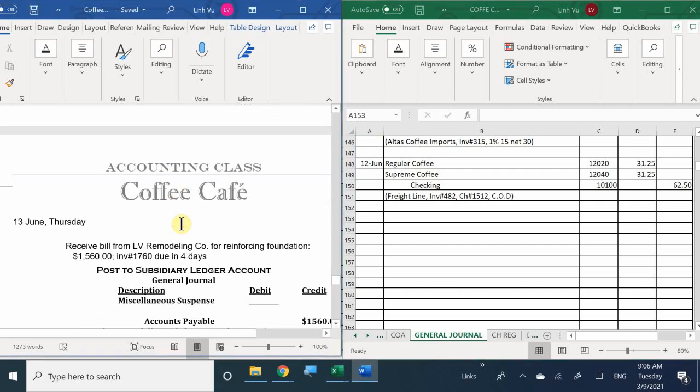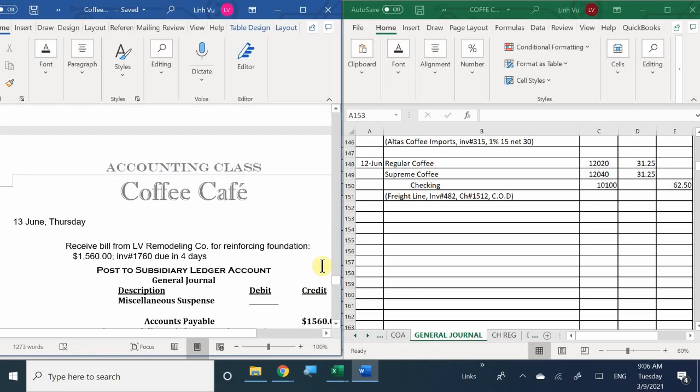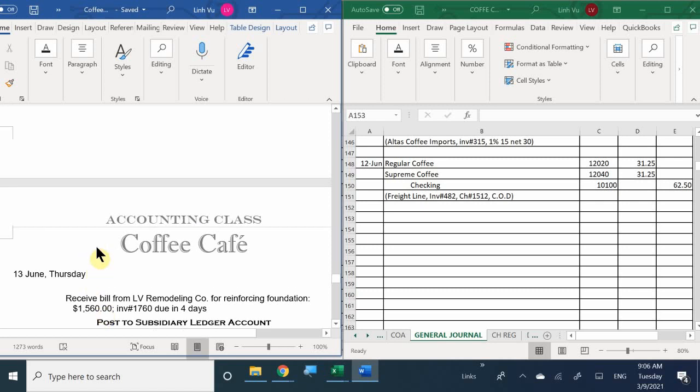So let's see what happened next on the same day, the 13th. We received the bill from LV Remodeling Company for what? Working condition. Okay, good. And how much was the bill for? $15.60. All right. Now, let's ask this question. Why did I hire LV Remodeling for the foundation? What was that for? For the grinder. For the coffee grinder.